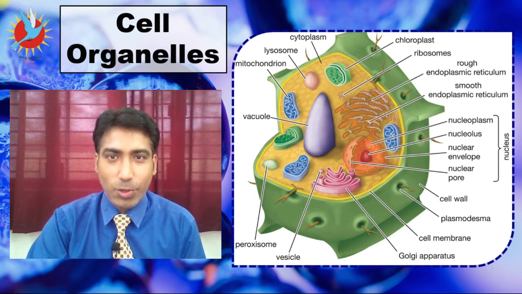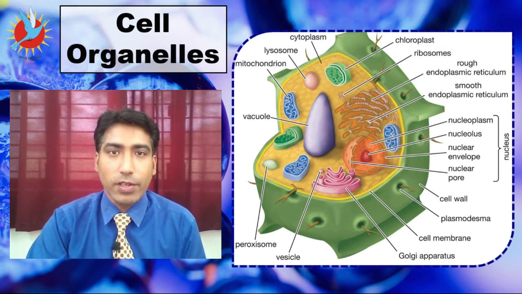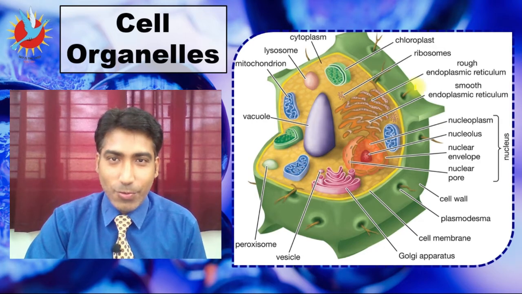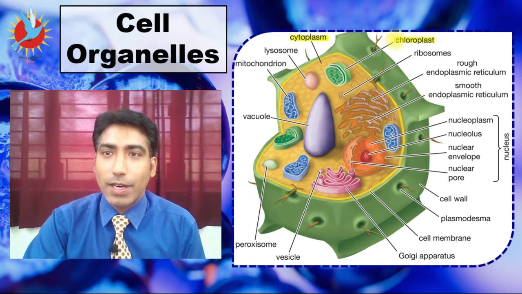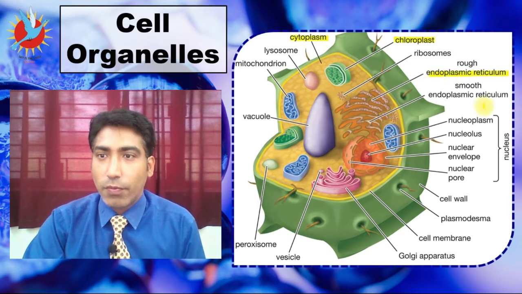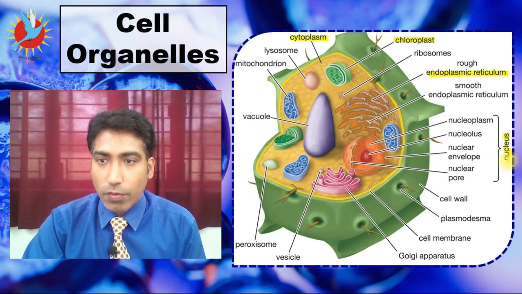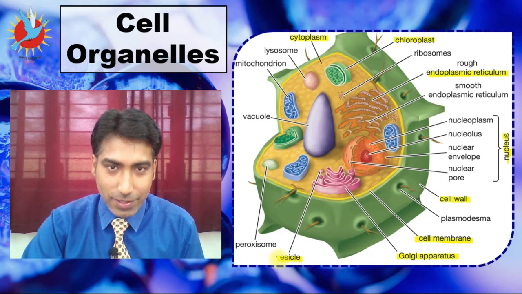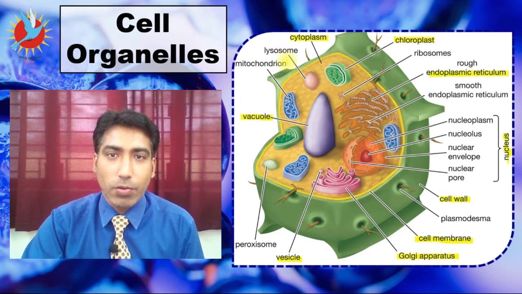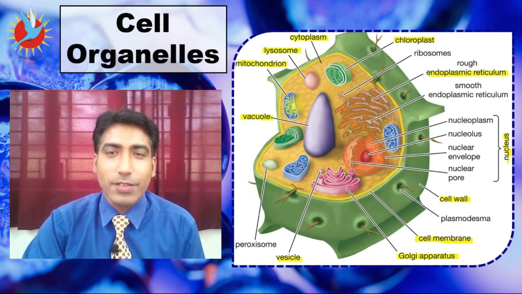So today in this video we are going to discuss the various types of cell organelles and their functions. As you already know, a cell has different types of functional units, which are known as cell organelles. In this video we will discuss cytoplasm, chloroplast, endoplasmic reticulum, the nucleus, the cell wall, the function of cell membrane, Golgi apparatus, vesicles, vacuoles, mitochondria, lysosomes and many more. So are you excited? Let's begin this chapter.